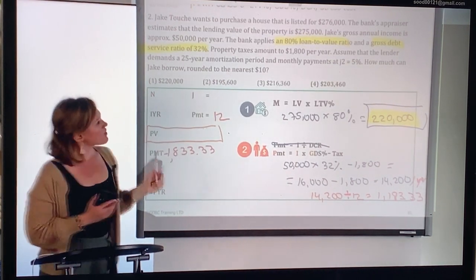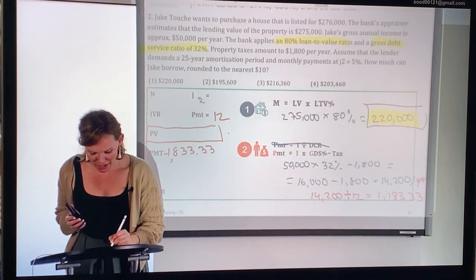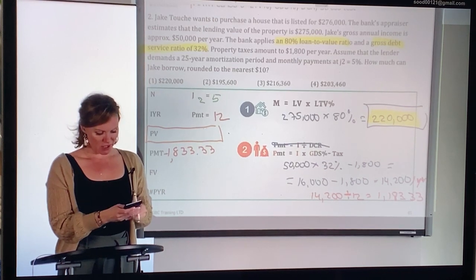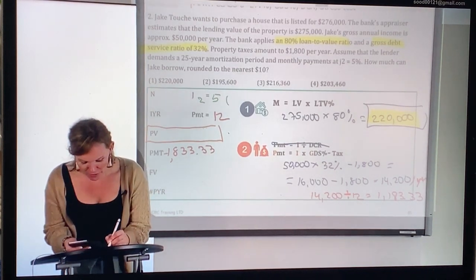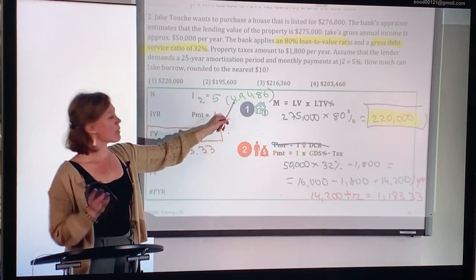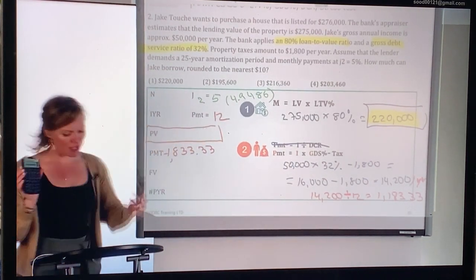Let's start with the J's. What do we have? J2 equals 5. Do the conversion. We don't have space for that, but that's good. So 5 shift nom, 2 shift P by shift effective, 12 shift P by shift nom. It will come up to 4.9486. Okay, so we've done the conversion. It should come up on your screen as 4.9486. I by P by crossed off.